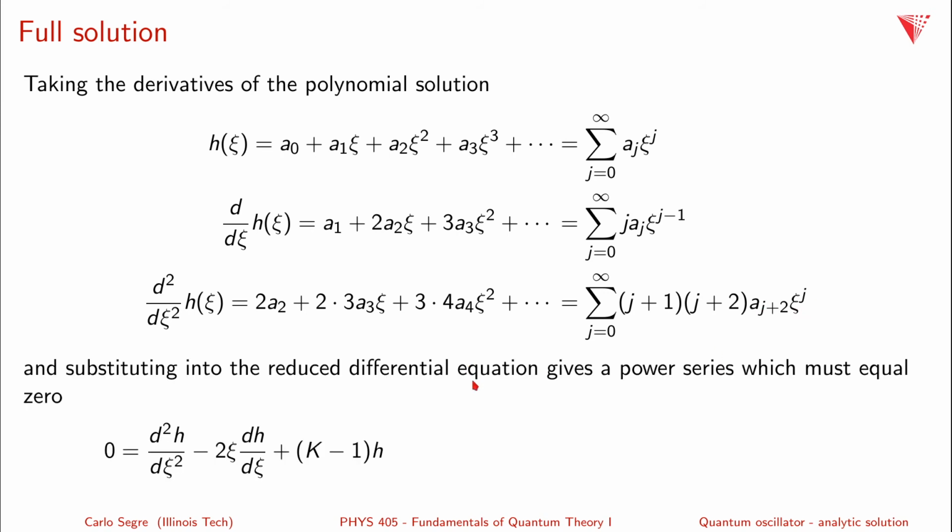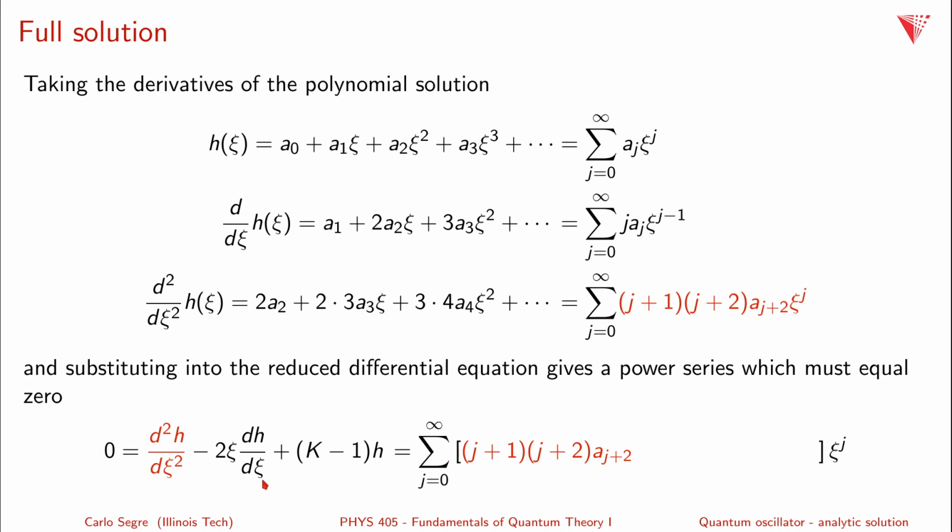So if I put this back into the differential equation that we had for h, which is 0 is equal to d squared h dc squared minus 2c dh dc plus k minus 1 times h, we have the first term goes from here, and now we can pull out the sums because they're all over the same values. And so I have j plus 1 times j plus 2 times a sub j plus 2, and then I have c to the jth power, which I pull out.